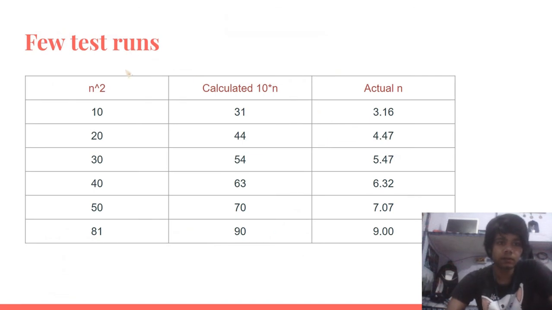Now, as we saw, we tried some of these values and we got these results: 31, 44, 70 and 90. As you can compare these with the actual values, they are correct to the first decimal place.